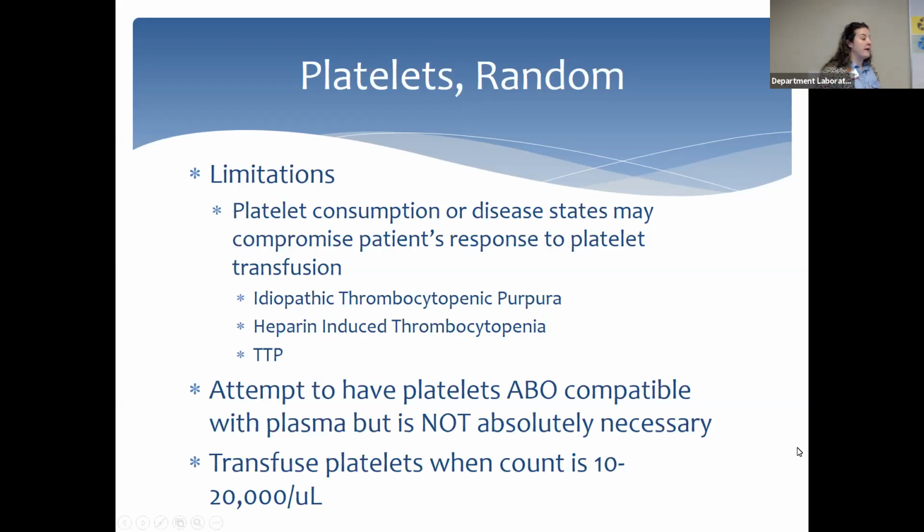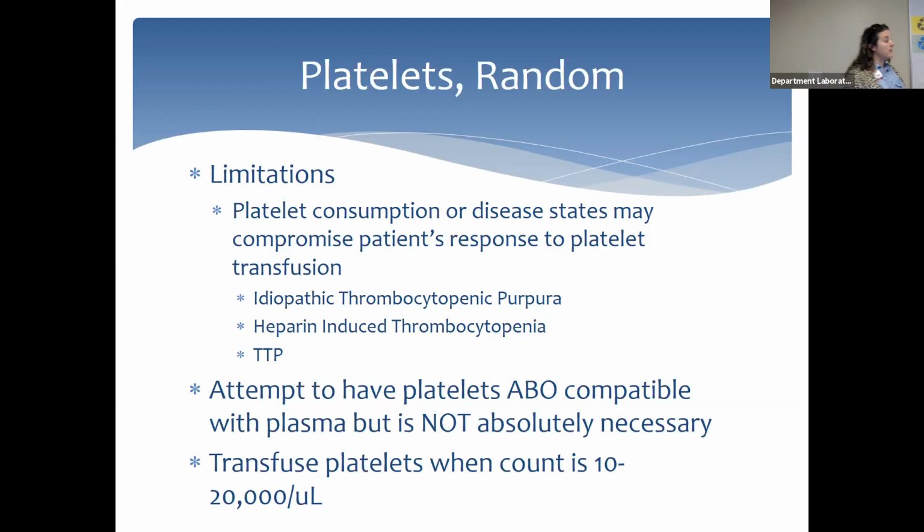When you think about platelets, ABO is not as huge a concern. They do have a little bit of plasma mixed in with those platelets, just a very small amount. So we try to give ABO compatible, but it's not absolutely necessary. So don't be surprised if you work in blood bank and you have a B patient and you give them A platelets. It's not uncommon.